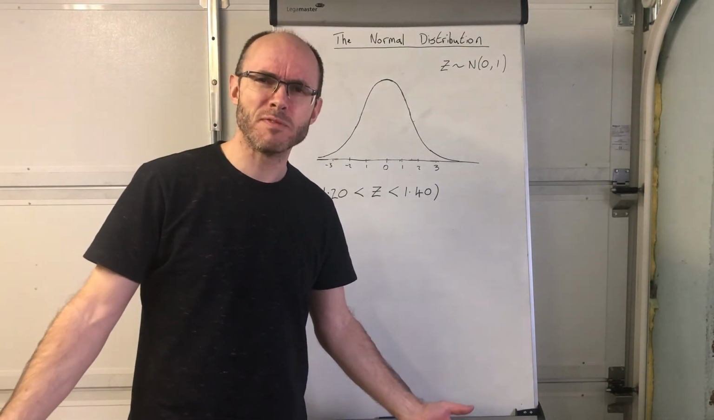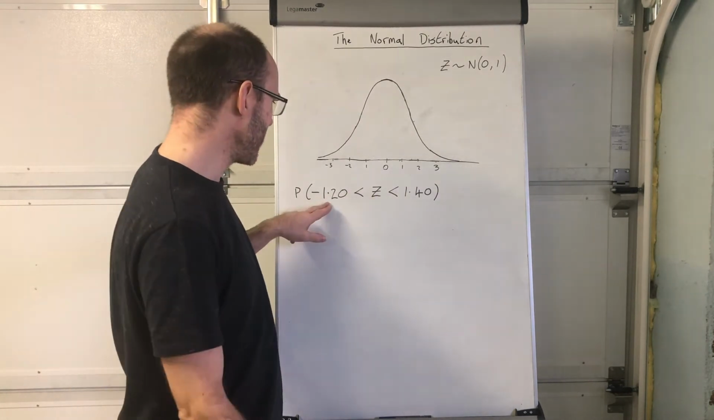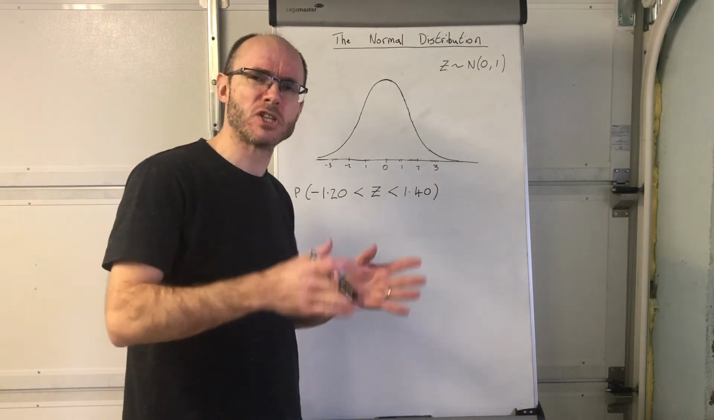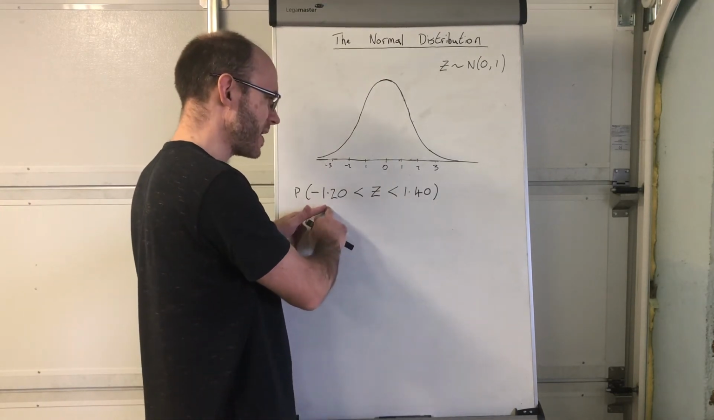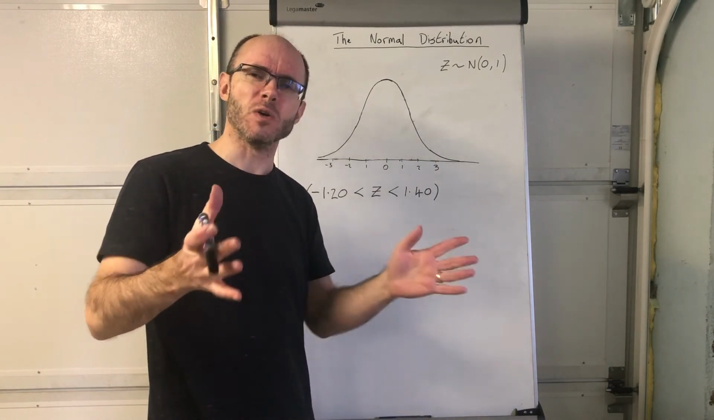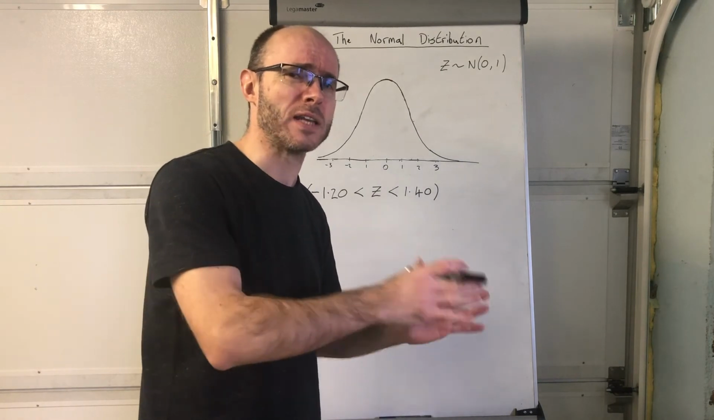Right, my last example for you: find the probability that Z lies between these two values, negative 1.20 and 1.40. So I made it a little bit challenging, because obviously you've got a negative value there and then you've got a range of values. Maybe just pause the video and see if you can have a go. Done that? Okay.